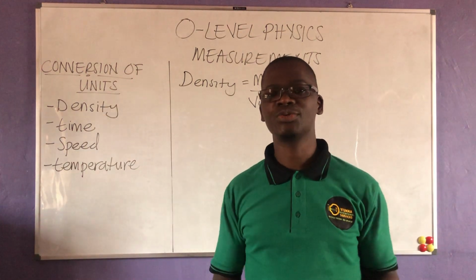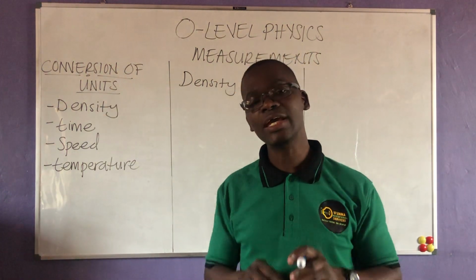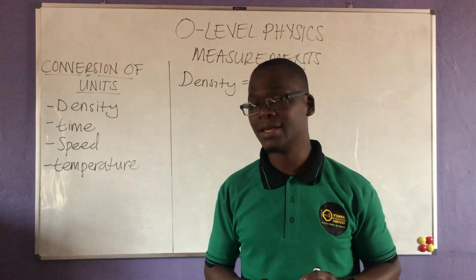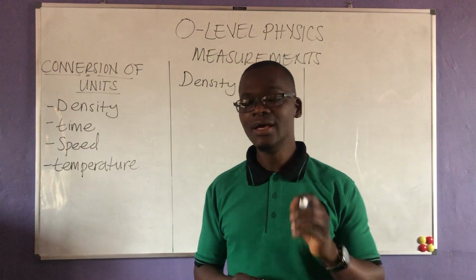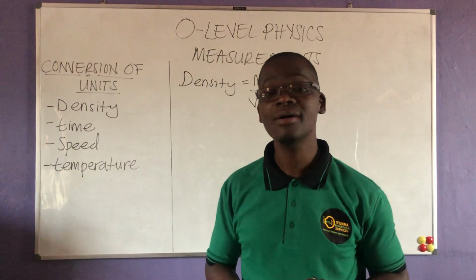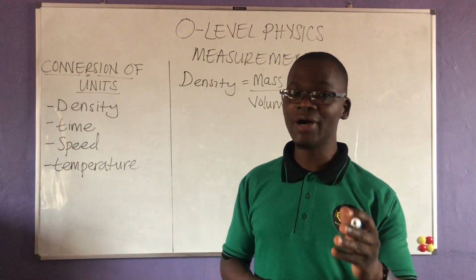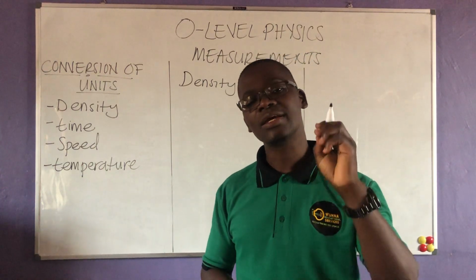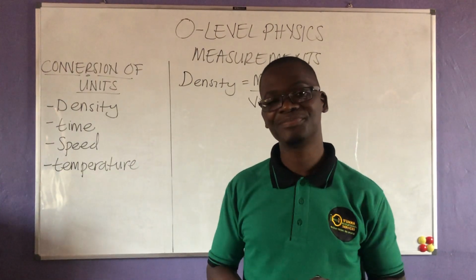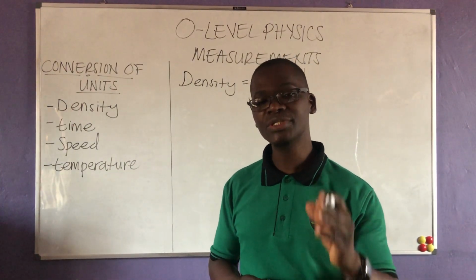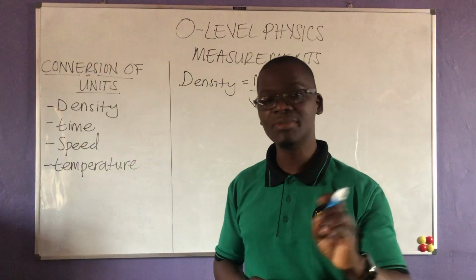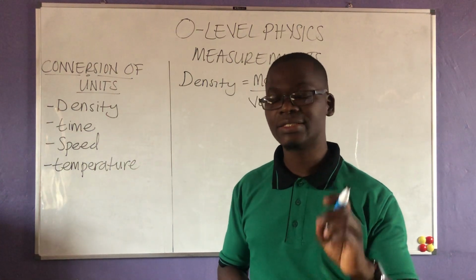How many molecules of a substance are contained in a unit volume of that substance? That's what we mean by density. Density is measured in kilograms per cubic meter as the SI unit. However, you can also measure density in grams per cubic centimeter or grams per cc. But the most common units of density are kilogram per cubic meter and grams per cubic centimeter.